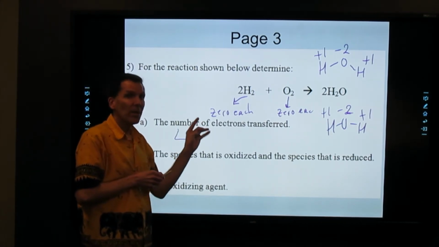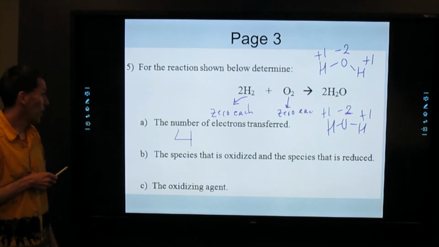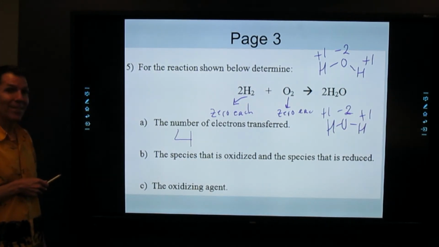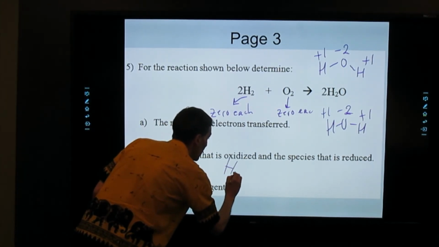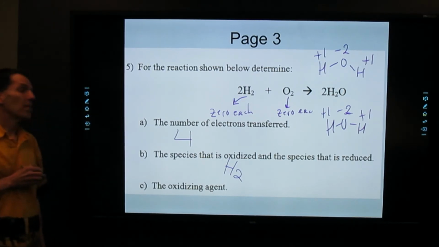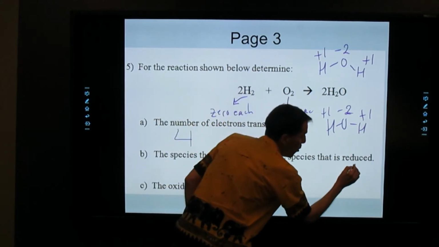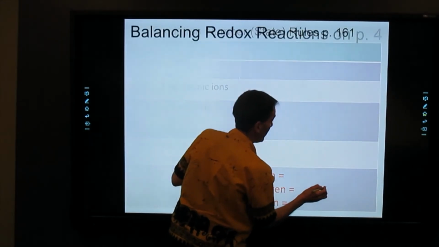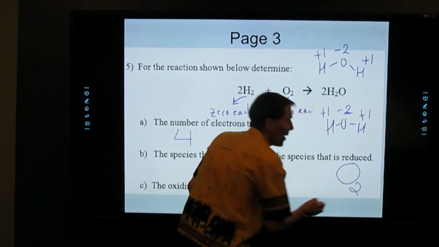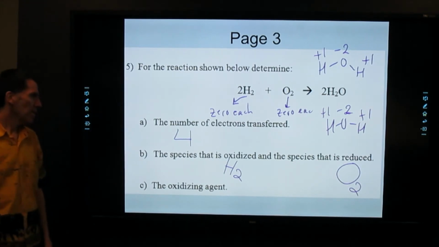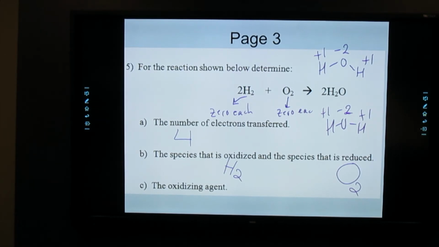You can also look at it from the standpoint of the hydrogen. There are 4 of them. Each one went to +1. So 4 times 1 is 4. So you can get that 2 different ways. The species that is oxidized is the H2, because it has lost electrons. Now the only other answer that's possible over here is O2. That's what is reduced. And then the item that is reduced is the oxidizing agent, so that is also O2.